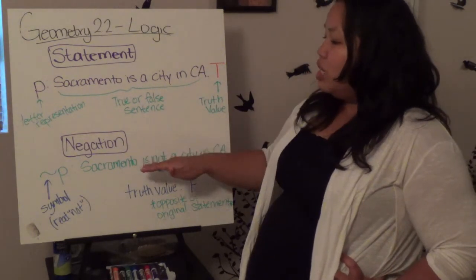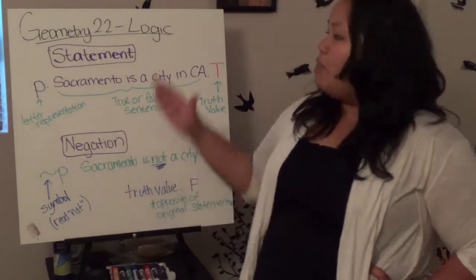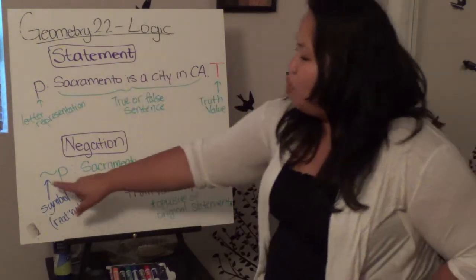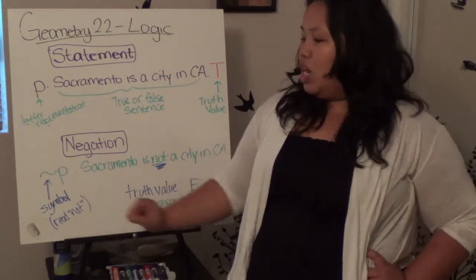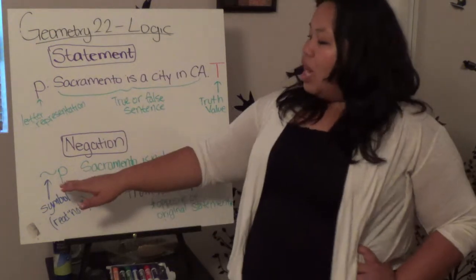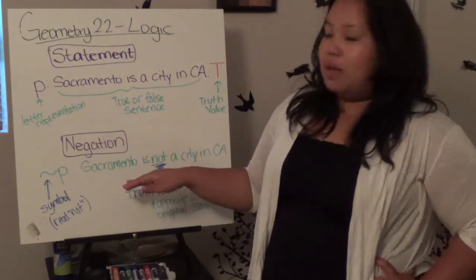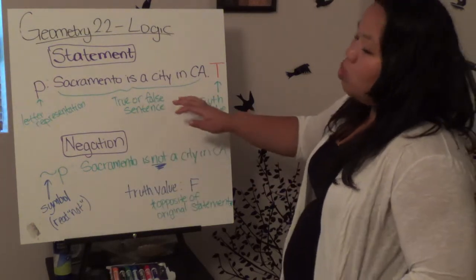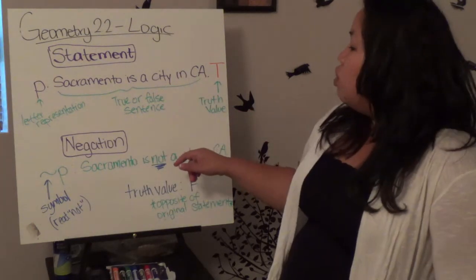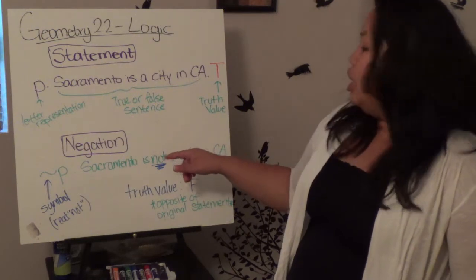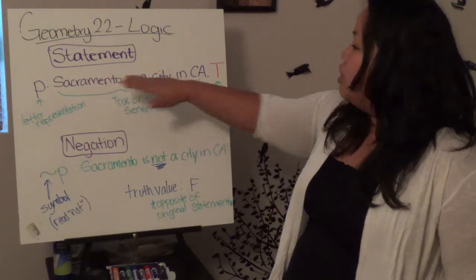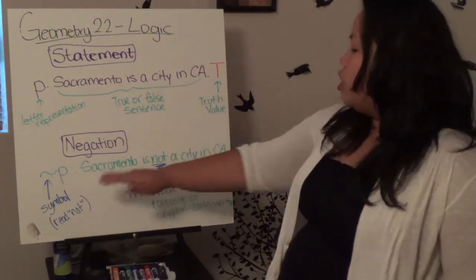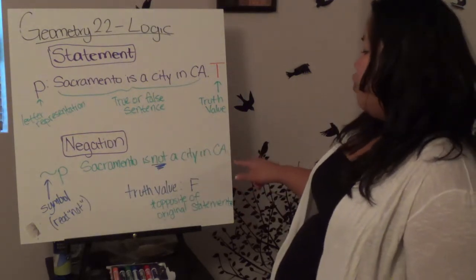The negation is the opposite. So I'm going to take my original statement, which is P, and put that squiggly line, and you read it not. So instead of saying P, I say not P. Okay? In this case, all I have to do is insert the word not into my sentence. So instead of Sacramento is a city in California, I put Sacramento is not a city in California.